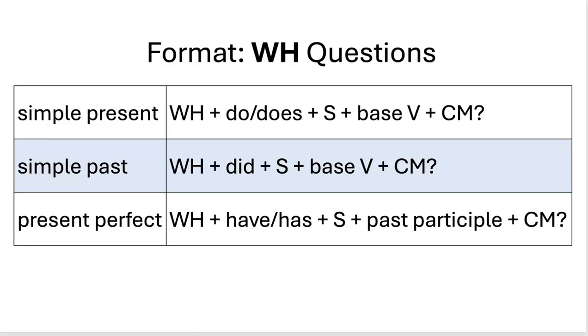Last of all, we're going to look at the format for WH questions. And again, simple present and simple past are the same with the exception of using do or does for the present and did for the past. For the present perfect, we use the WH word plus have or has plus the subject plus the past participle plus the complete meaning. The next set of examples are going to use one of the more irregular verbs.